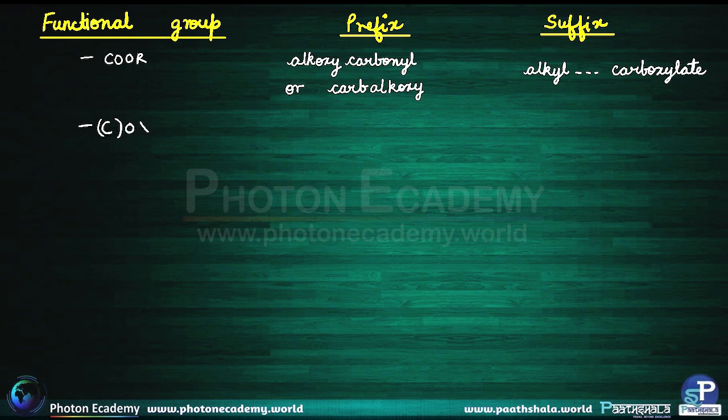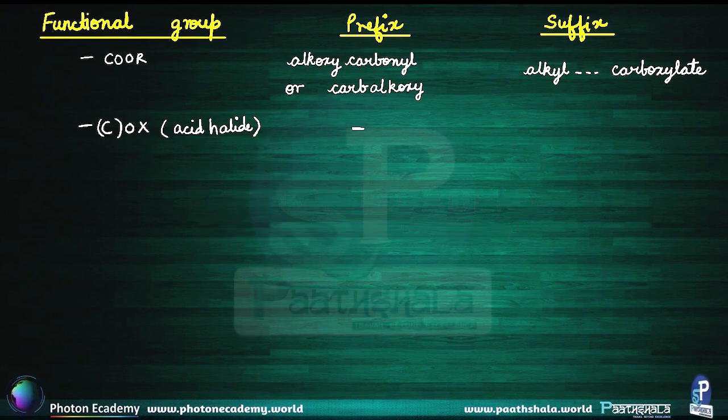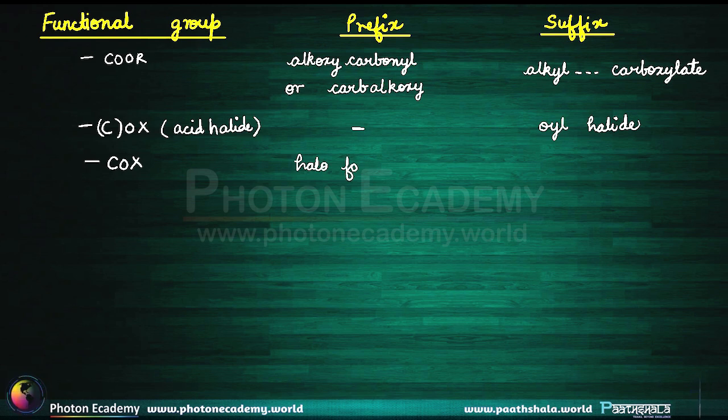Alright, moving on, if we have COX, where X represents a halide, this represents an acid halide. So if we have an acid halide, the prefix that we use is nothing, and the suffix that we use is oyl halide. If we have COX as a whole present, then we use haloformyl as the prefix, and as the suffix we use carbonyl halide.